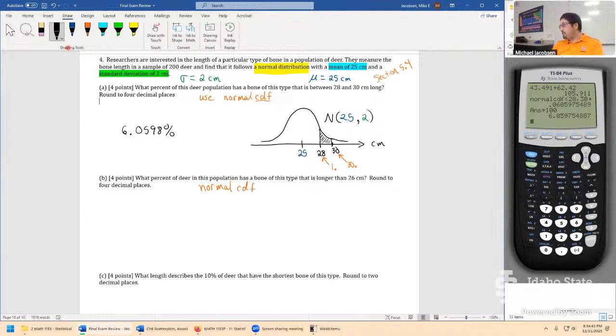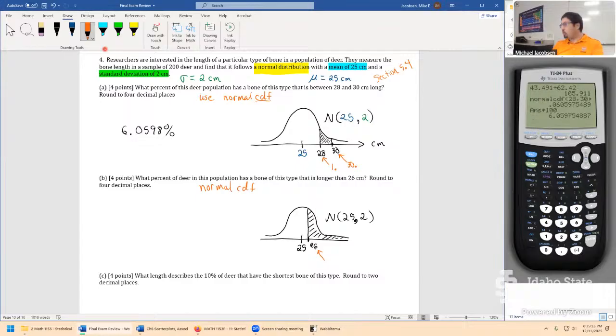The graph looks a little different. Let's put in the same curve as before, and 25, 2, with 25 at the center. But now the question is longer than 26 centimeters. Standard deviation is 2, so it's going to be pretty close to that 25. Here's the 26. We shade to the right this time, unending.